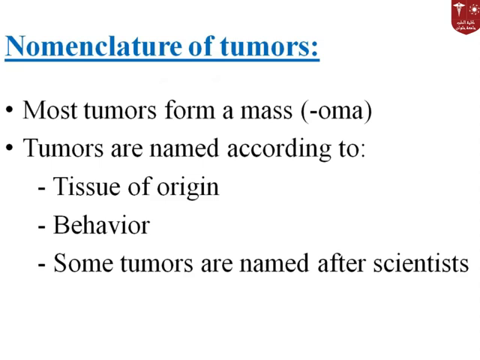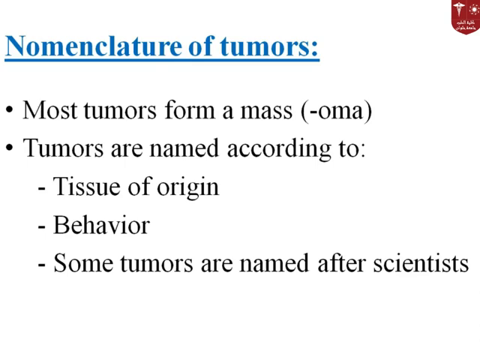So, the last part of our lecture: how do we name the tumors? Nomenclature of tumors. In order to name tumors, we put in the final section of the tumor name, the OMA. OMA means mass or swelling in Latin, okay? Then we add in the initial description of the name the tissue of origin or maybe the shape of the tumor.